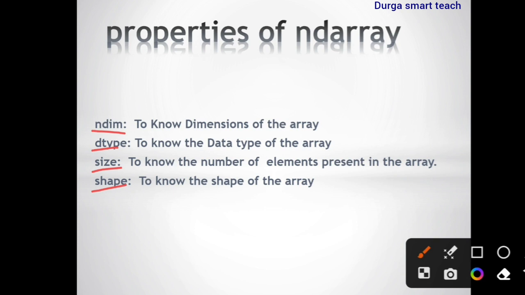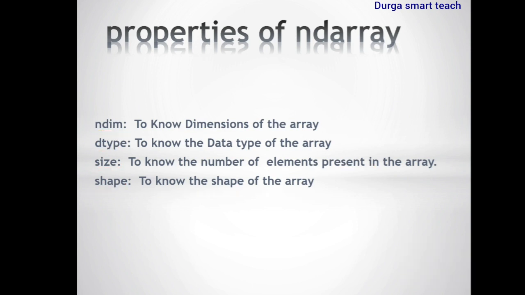Ndim is used to know the dimensions of the array, whether it is 0 dimension or 1 dimension or 2 dimension. Next one is dtype. Dtype is used to return the data type of the array. Next one is size. Size is used to count the number of elements, so to know the number of elements present in an array, you need to use the size property. Next one is shape, to know the shape of the array. So let's discuss one by one.